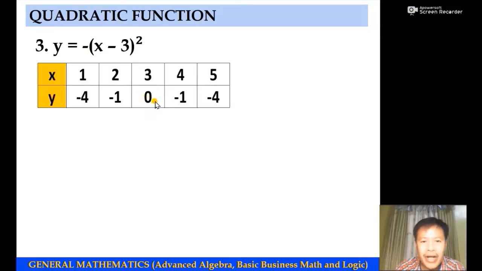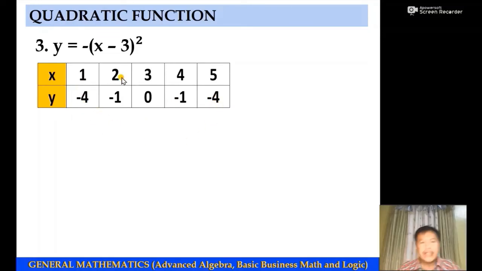This is your vertex and the coordinates are 3 and 0. 3 minus 1 is equal to 2. 2 minus 1 is equal to 1. That is the thing that you're going to do. Decrease 1 unit going to the left. Then increase 1 unit going to the right. 3 plus 1 is 4. 4 plus 1 is 5. And you have already these very good values of x so that you can have the symmetric points.